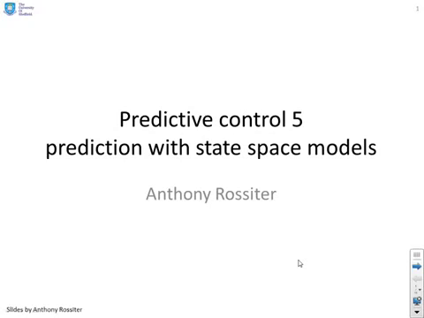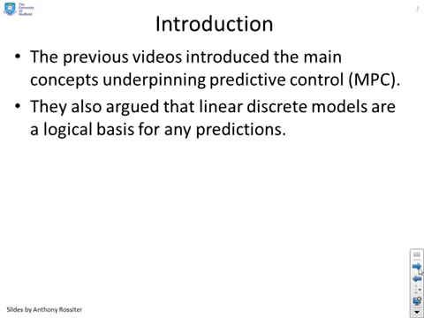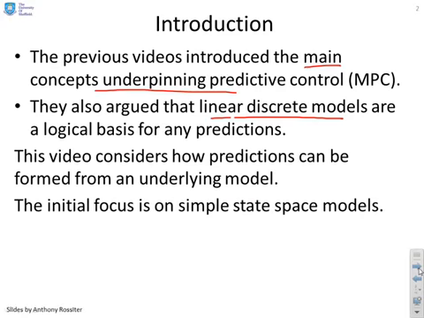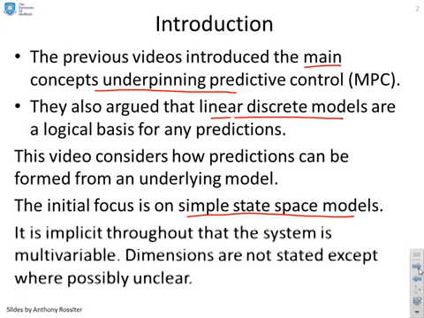This video introduces the concept of how you predict using a model, starting with state space models. The previous videos introduced the main concepts underpinning predictive control and also argued that linear discrete models are a logical basis for any predictions. This video builds on that by saying, how do we actually form the predictions now that we know the model form? And our initial focus is going to be on simple state space models.